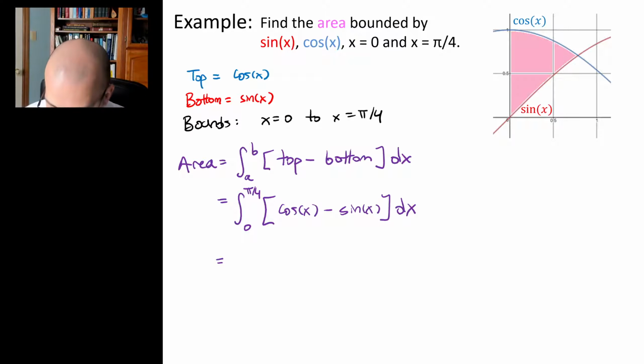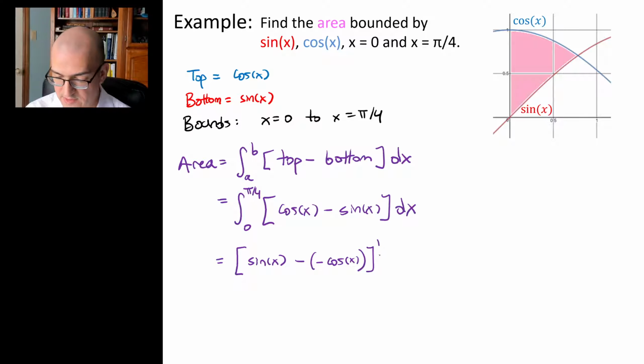Okay, so we're going to take the antiderivative. The antiderivative of positive cos is positive sine of x. The antiderivative of sine of x is negative cosine of x. This is evaluated from 0 to pi over 4. Okay, so we have sine of x plus cosine of x from 0 to pi over 4.